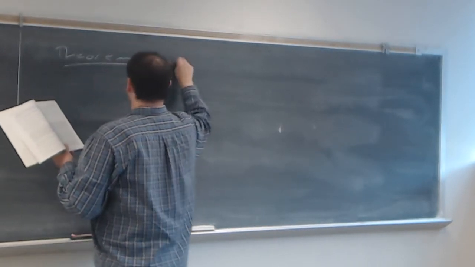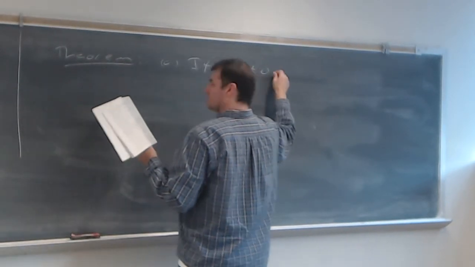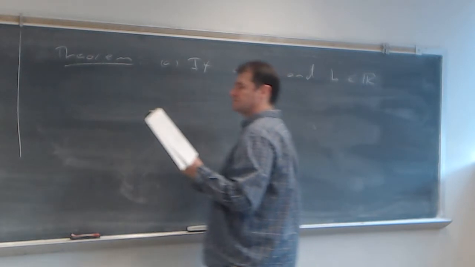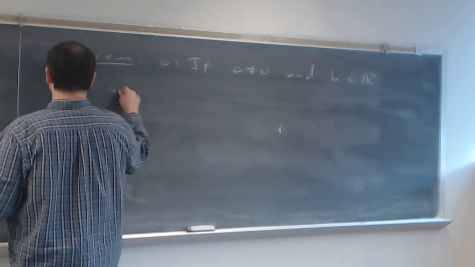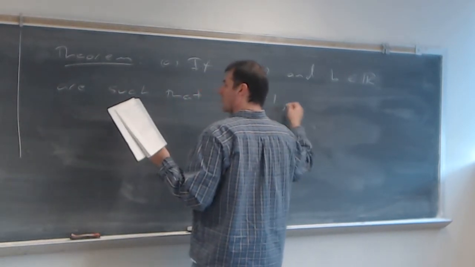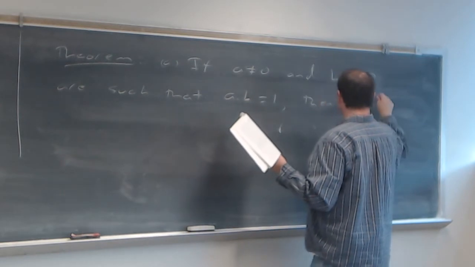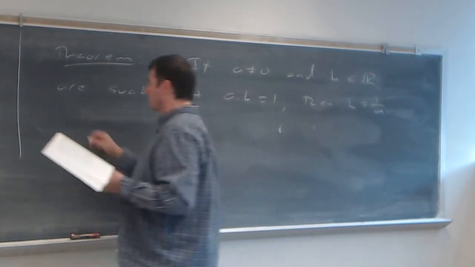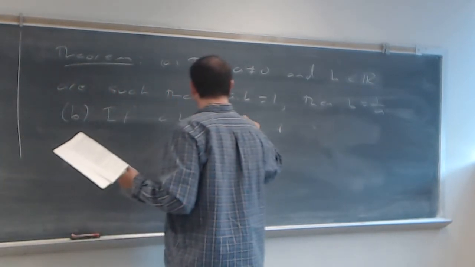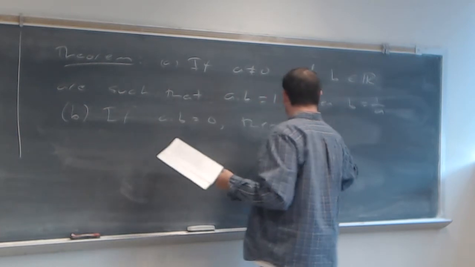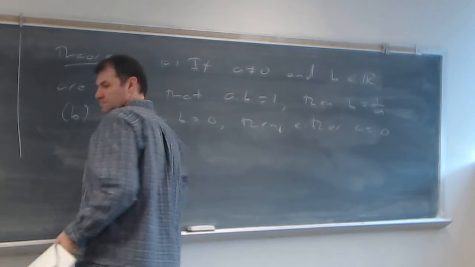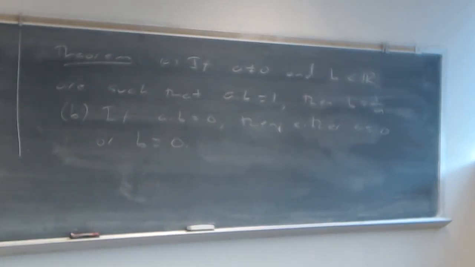It says, for part A, if A is different from 0 and B is an element of R are such that A times B equals 1, then B equals 1 over A. The second part of the statement is if A times B equals 0, then either A equals 0 or B equals 0. And we won't prove this in parts.